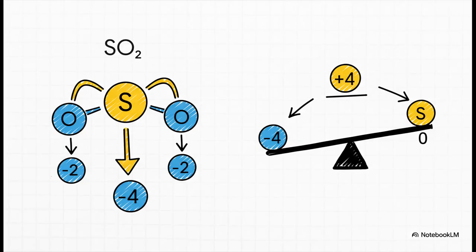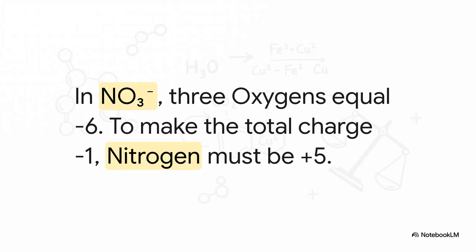So let's try it out real quick. Take sulfur dioxide, SO2. All right, we know each oxygen is usually a -2. We've got 2 of them, so that's a total of -4. Now, the whole molecule is neutral, so all the numbers have to add up to 0. So what plus a -4 equals 0? Yep, +4. That means sulfur's oxidation number here has to be +4. Simple as that. Let's do one more, this time for an ion, the nitrate ion, NO3 with a -1 charge.